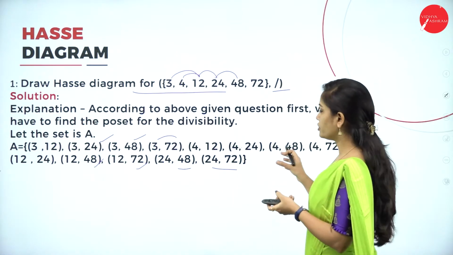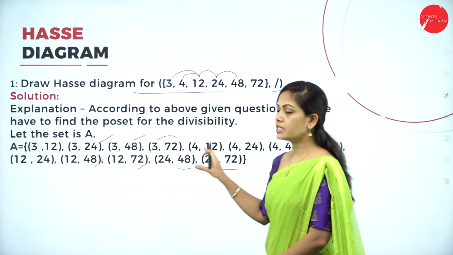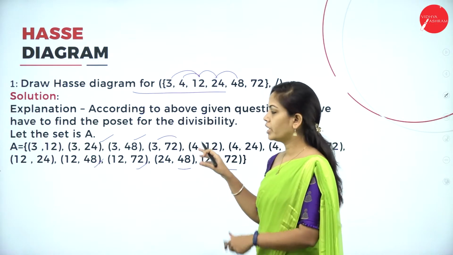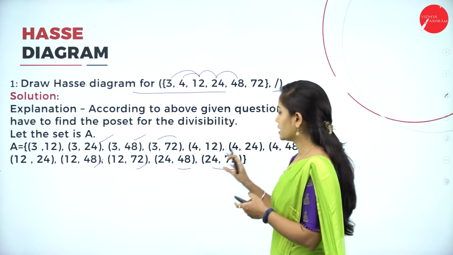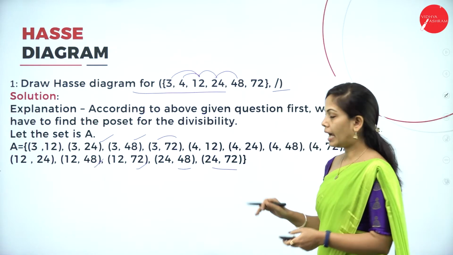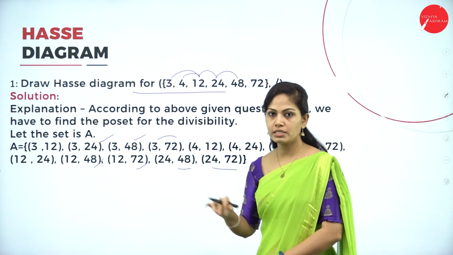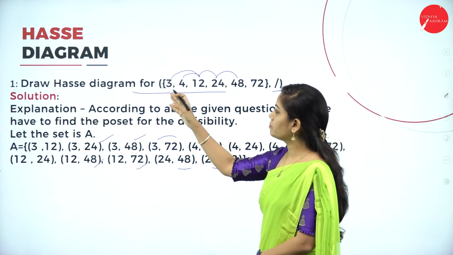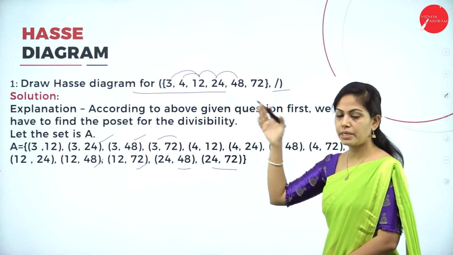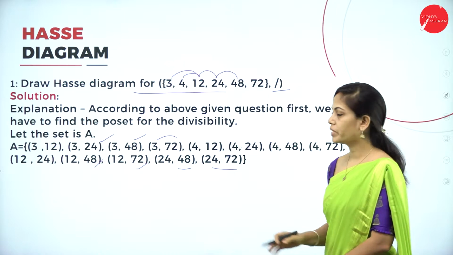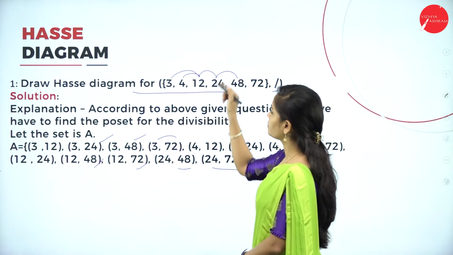So now I will draw a Hasse diagram. Here you just observe this relation. You have to remove the self loops. Self loops are not there. And you have to remove the transitive relations. So directly by seeing this set of elements, you can draw a Hasse diagram, right? So I will draw a Hasse diagram for this.